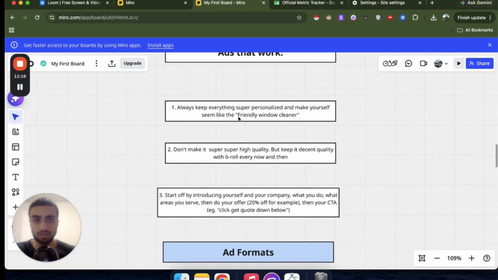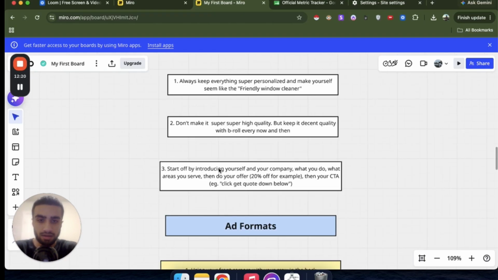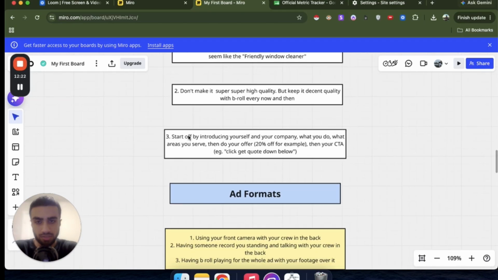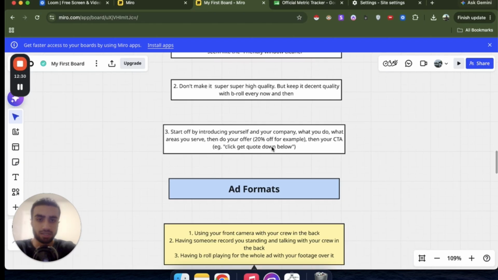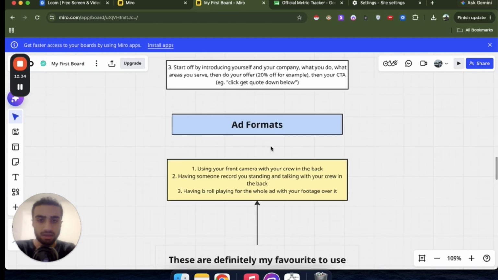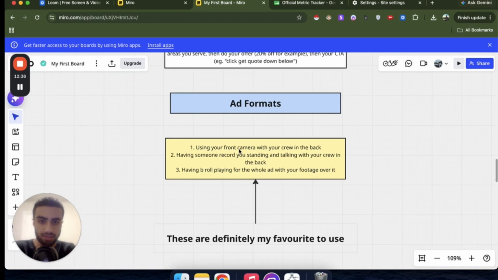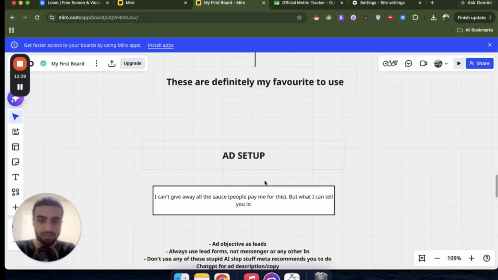And if they associate with another ad, they're just gonna scroll off. So it's not gonna be as good. Yeah. And as I said, this is the structure. You start off by introducing yourself, your company, what you do, what areas you serve, then your offer, like, for example, 20% off, then your CTA, like get a quote down below or click the learn more button, right? And then, yeah, I already explained the ad formats.